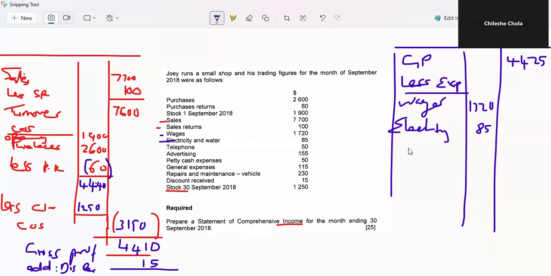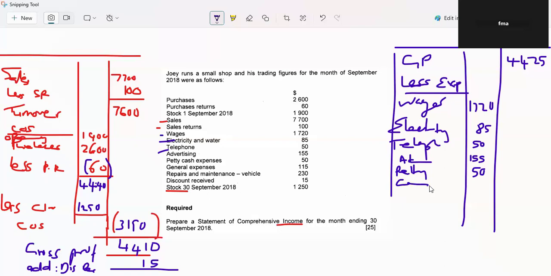Telephone, general expense. Telephone, yes, advertising as well. How much is telephone? 50. Advertising, how much? Advertising is 155. Then we have petty cash expenses, which are 50 kwacha.